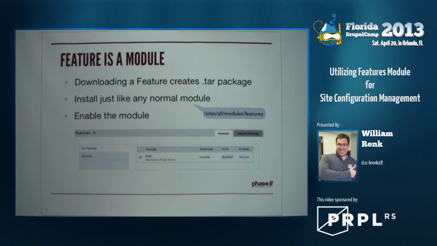Like if the article got a new field, an editor field or something like that, then you could add that to the feature, and then when you deploy to the different environments, well, we haven't gotten to that part yet, but you would just what's called revert the feature, and what that means is what's in the database would be overridden by what's in the code.